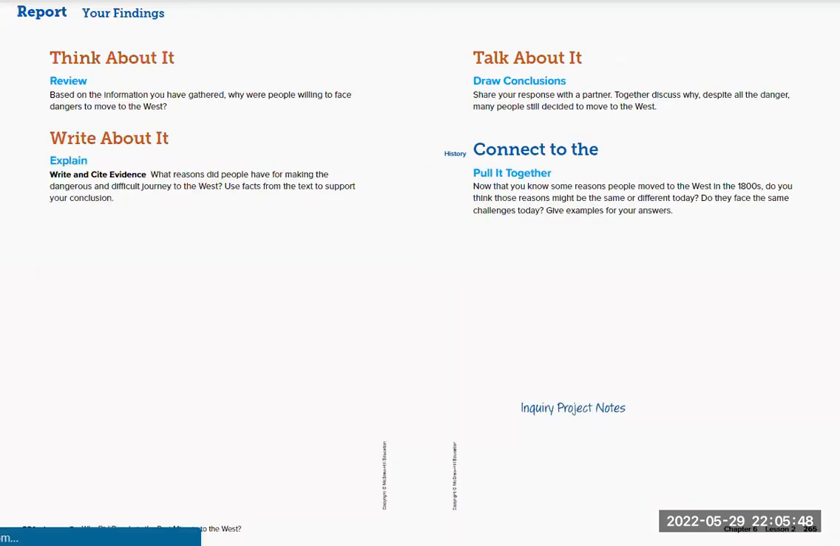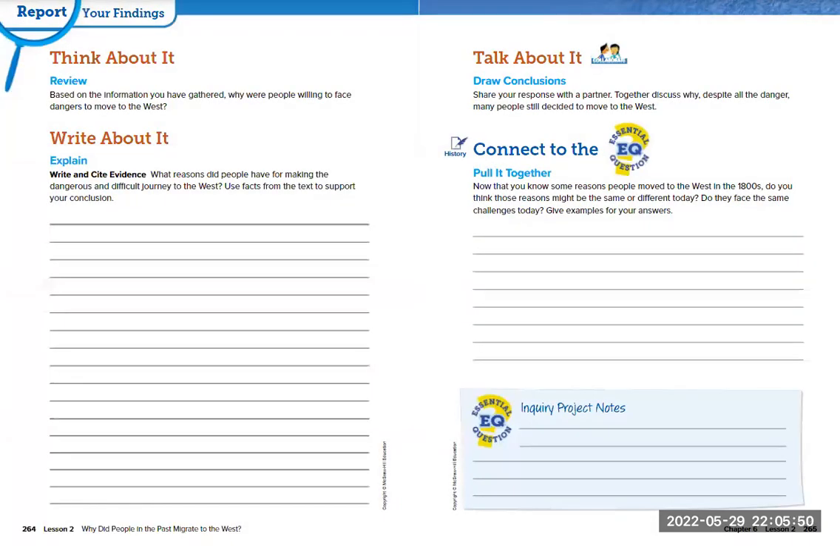Let's go on to page 264. And using the information that you've gathered, why were people willing to face dangers to move west? So writing and citing evidence. What reasons did people have for making the dangerous and difficult journey to the west? Use facts from the text. So when you do this, make sure that you are using information from the text.